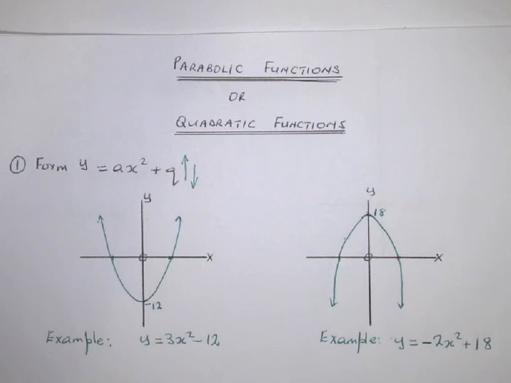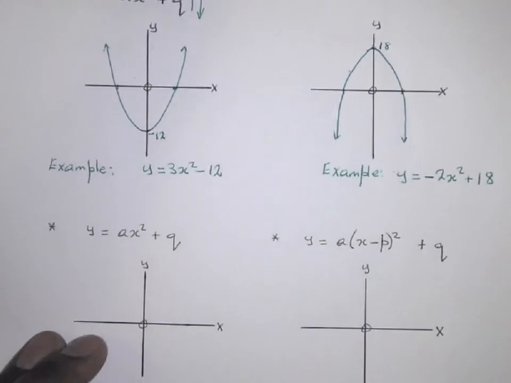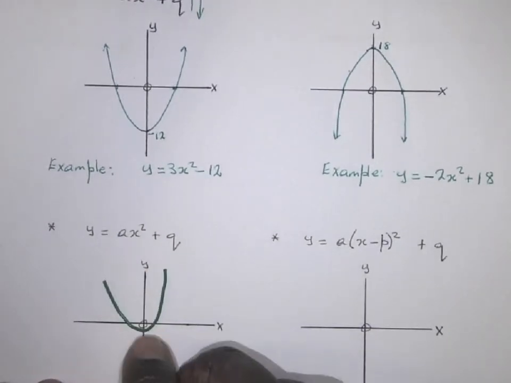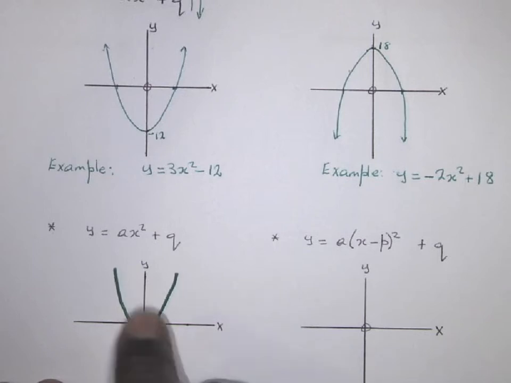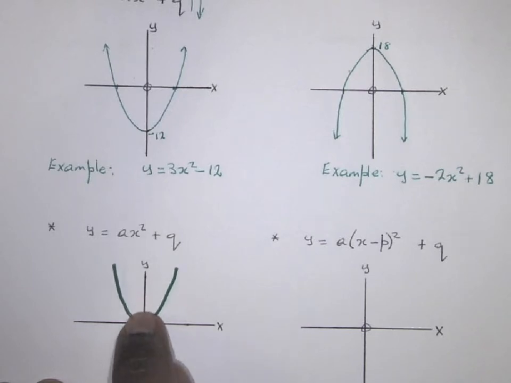Now, we are going to look at a certain graph. Again, let's go back to what we know. The graph of y is equal to ax squared plus q could be a graph like this. If a is positive, we can move the graph up or we can move the graph down. Meaning that the turning point is moved down, or the turning point is moved up.